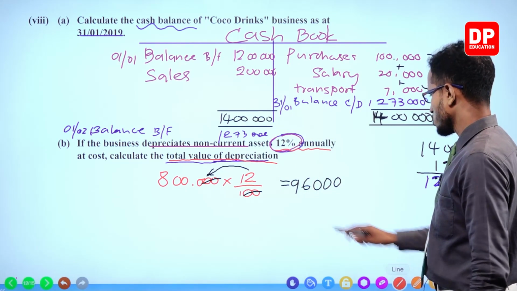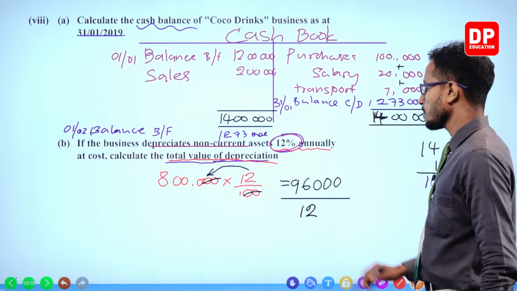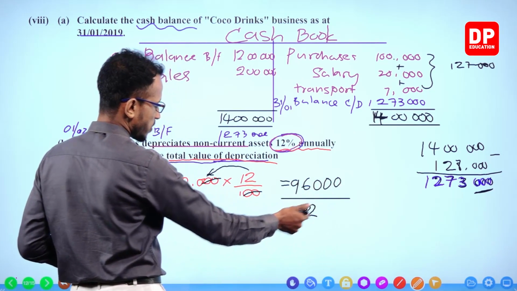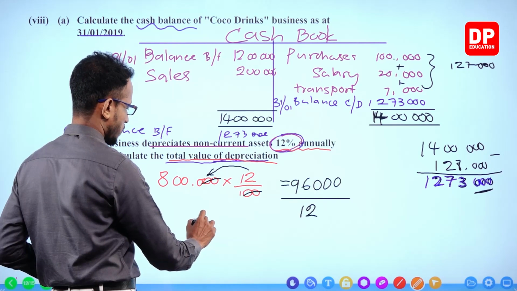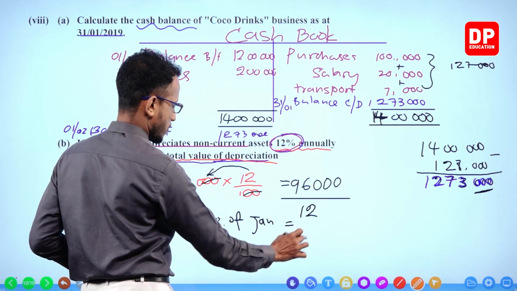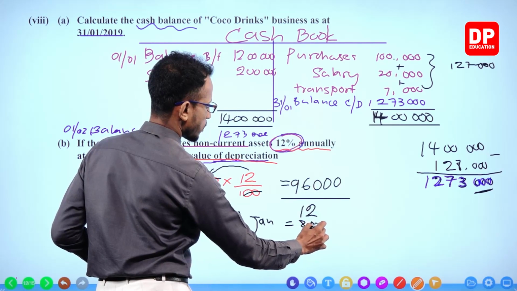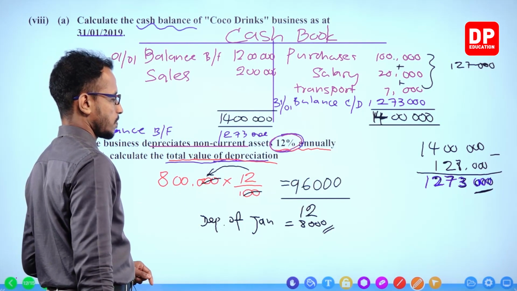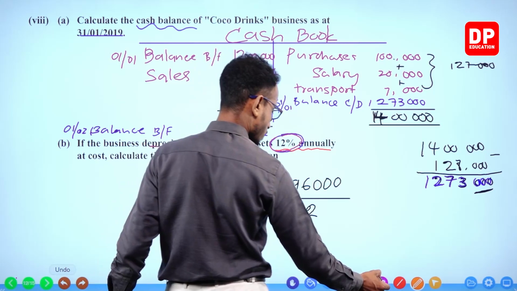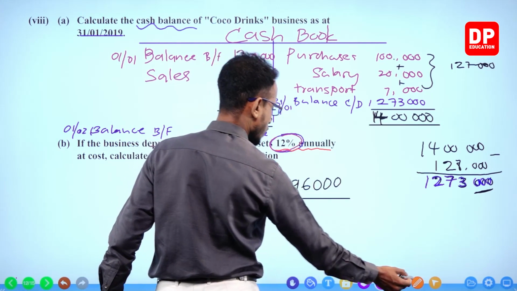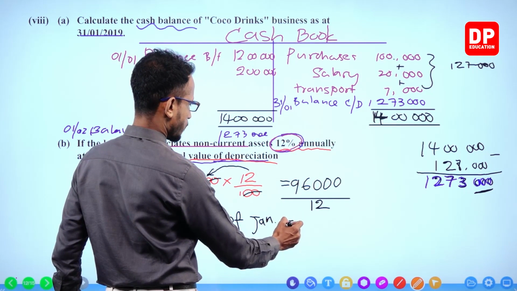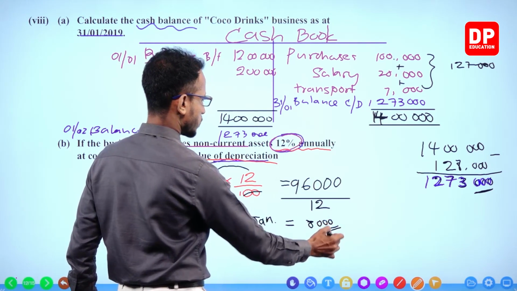96,000 should be divided by 12 to get 1 month's depreciation. That is for January depreciation. So 96,000 divided by 12 is 8,000. Depreciation of January, 8,000. Clean and clear.